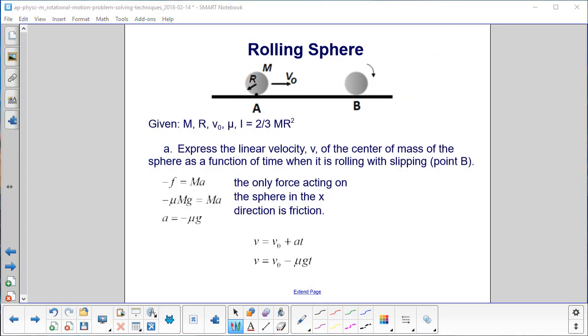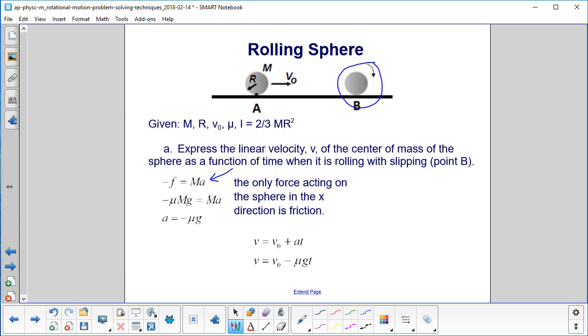Express the linear velocity of the center of mass of the sphere as a function of time when it reaches point B, and that is when it starts rolling with slipping. The only force we have acting on the sphere in the x direction is friction. So we have minus F equals ma in the x direction.